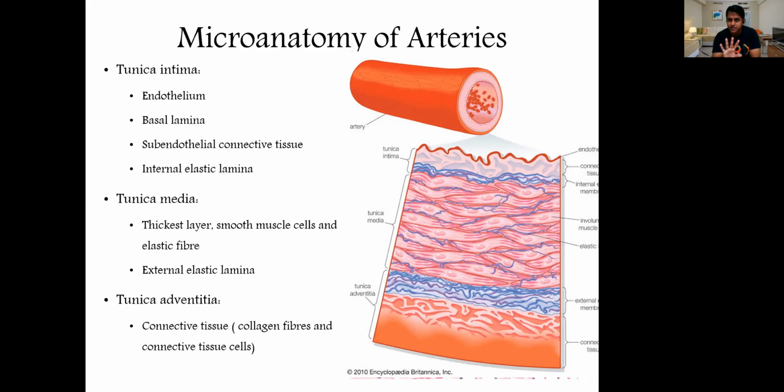So, do you expect this demarcation in an elastic artery? The elastic artery is the one where the tunica media is mainly composed of elastic fibers. So, can you demarcate the internal elastic lamina and external elastic lamina there? No, you cannot differentiate the internal and external elastic lamina from the tunica media. Okay, so this is the point to be noted.